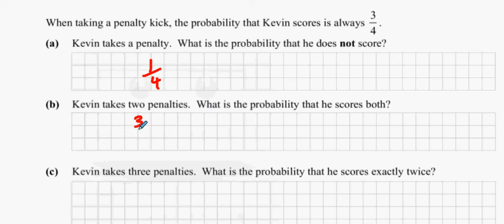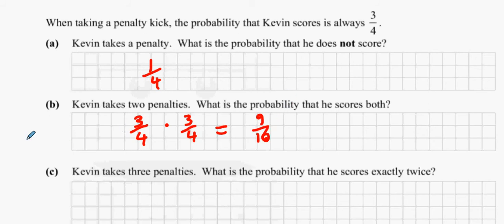No, you don't add them together. If one thing happens and another thing needs to happen, you multiply. So what's 3/4 with 3/4? Multiply that, and it is 9/16. Okay. So once again, so far so good.